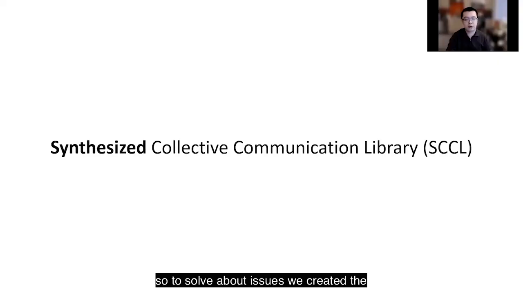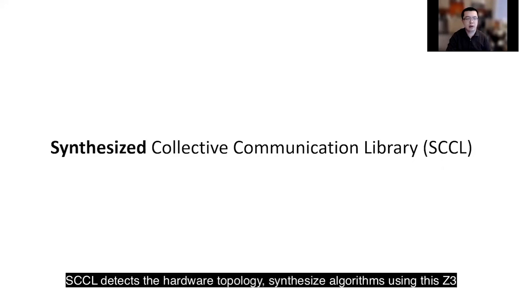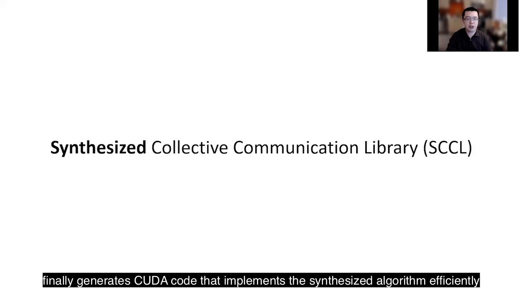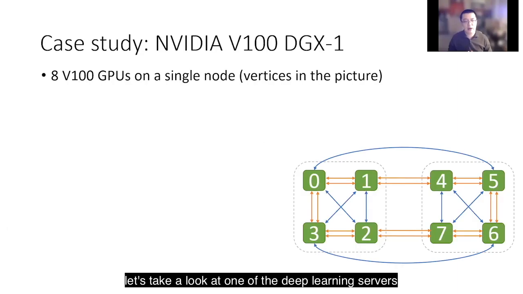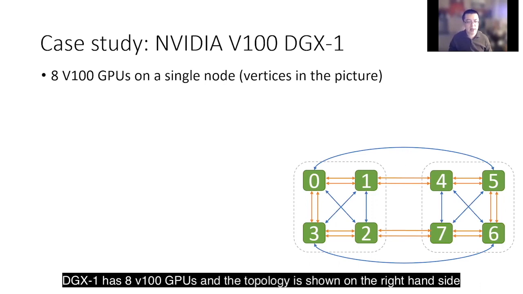So to solve the above issues, we created the Synthesized Collective Communication Library. We pronounce it as SCCL. SCCL detects the hardware topology, synthesizes the algorithm, and finally generates CUDA code that implements the synthesized algorithm efficiently. Let's take a look at one of the deep learning servers we studied in the paper, NVIDIA's DGX-1. DGX-1 has 8 V100 GPUs, and the topology is shown on the right-hand side.